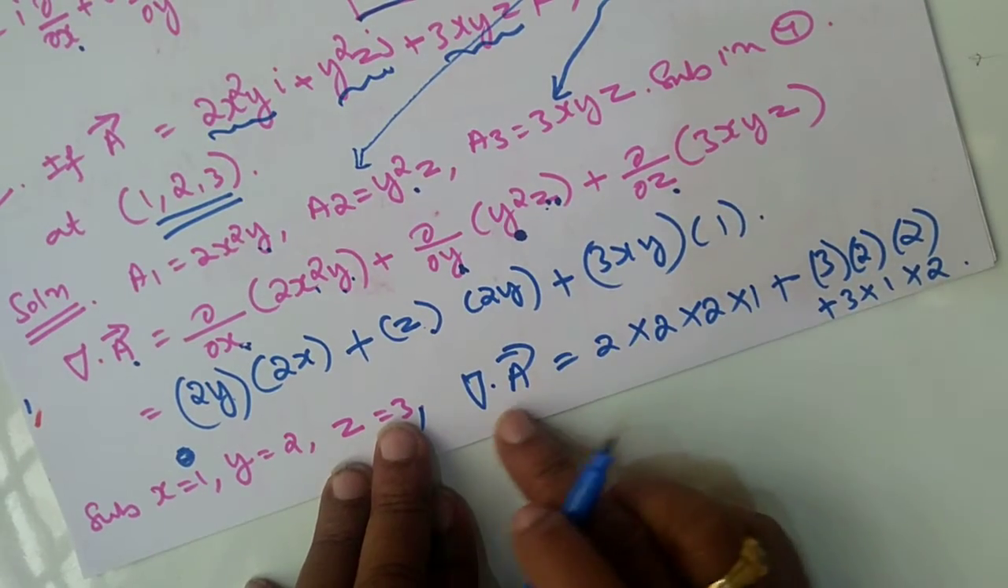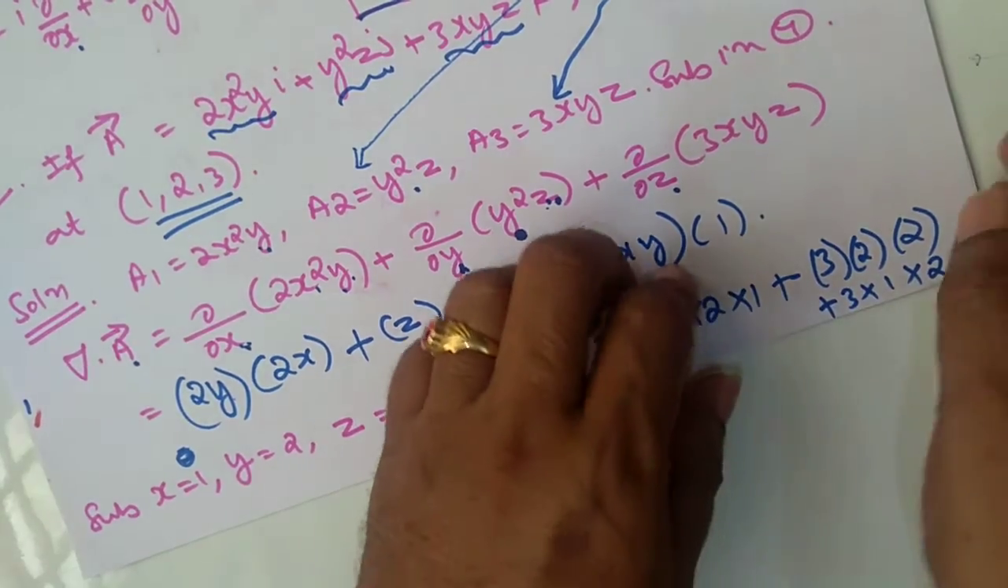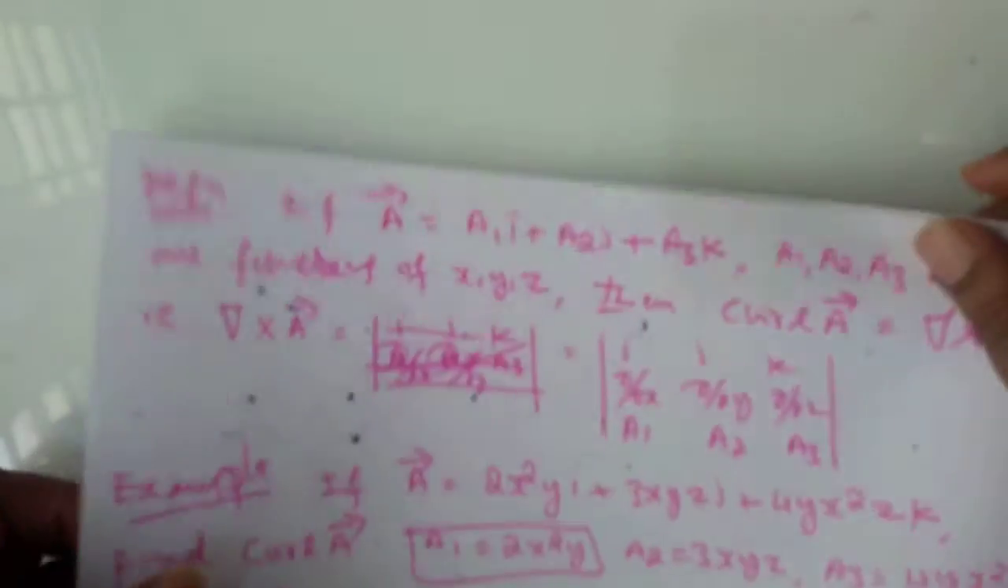You are getting this. So divergence A, finally you are getting a number. That means divergence A is a scalar quantity. Right? Now, let us go to another definition.